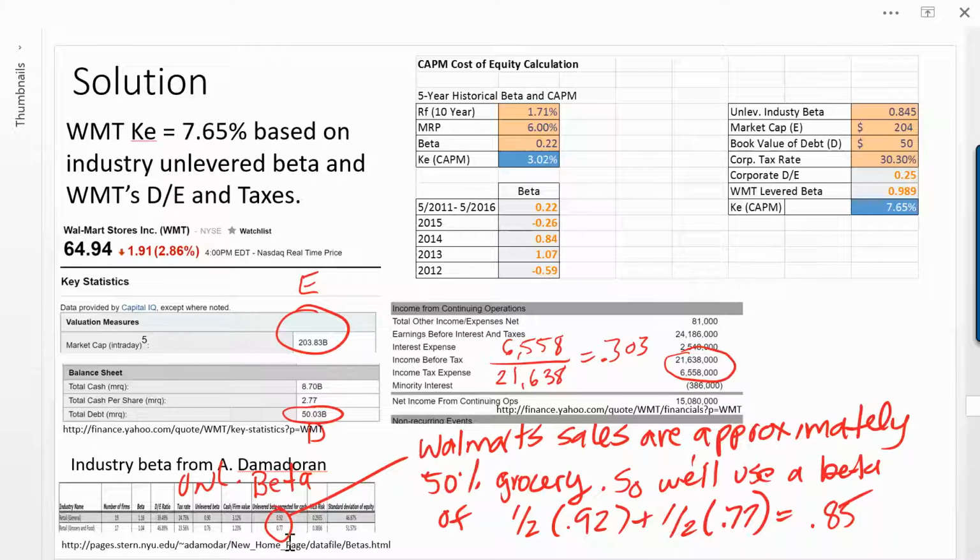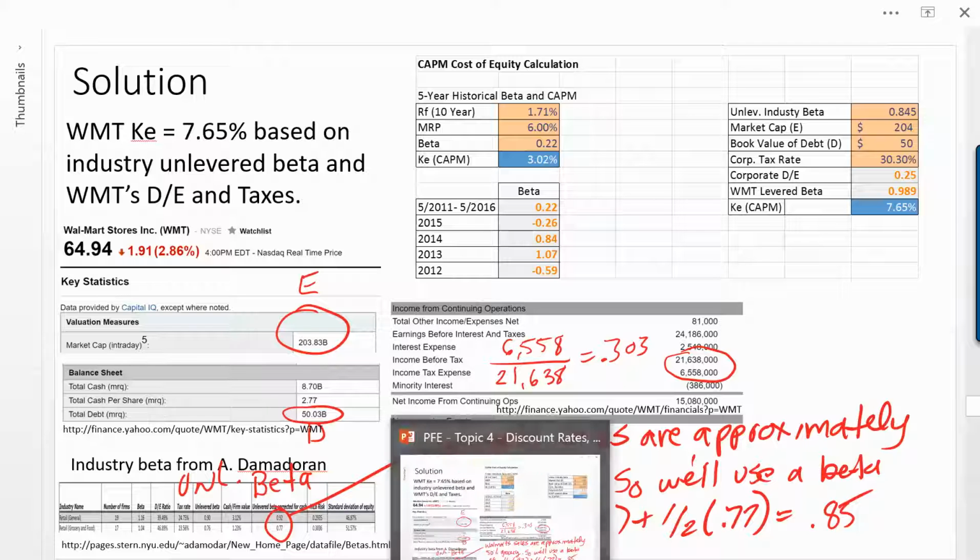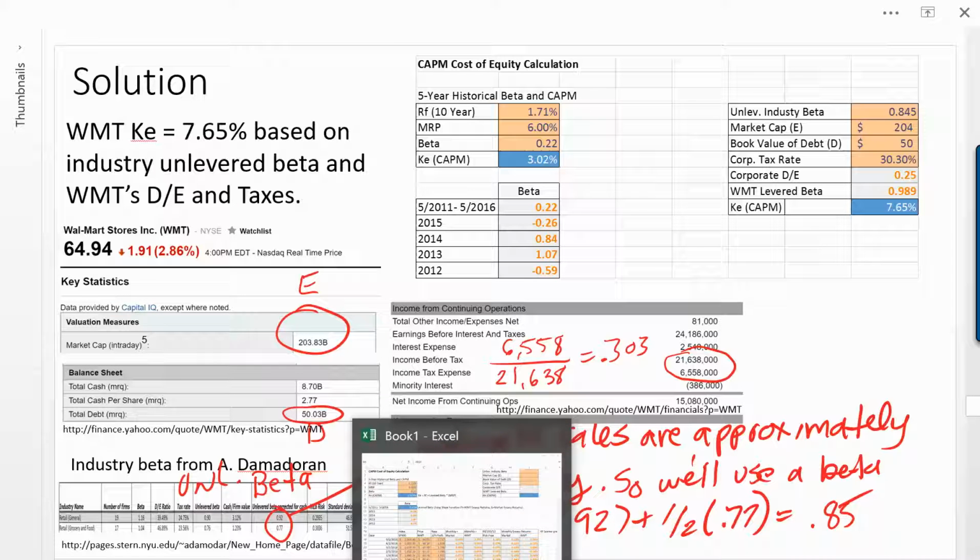So, and this is unlevered. So if we assume that Walmart just has the risk of the average industry in which it operates, in two industries, I could just take half of the retail unlevered beta plus half of the food unlevered beta, and Walmart's industry, its two industries, would have a beta of 0.85. So I'll go ahead and put that in there.